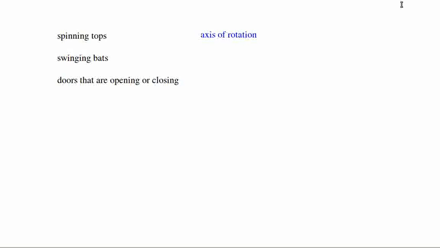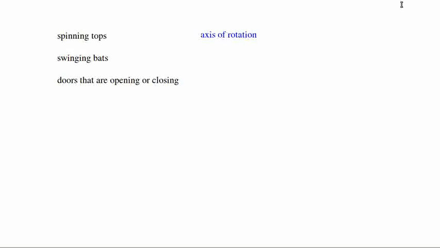In doors that are opening or closing, all the matter in the door is rotating with respect to a vertical axis of rotation through the hinges of the door on one side of the door.